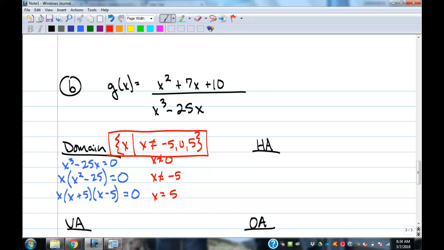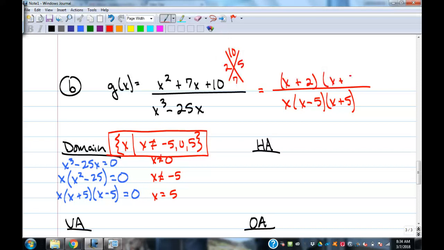Okay. Now, so we have the factored form of the denominator. We're going to use that because we're going to simplify. So x minus 5, x plus 5. I did it in a different order there. It doesn't really matter. The numerator then factors as multiply to be 10, add to be 7, 2 and 5. So x plus 2, x plus 5.